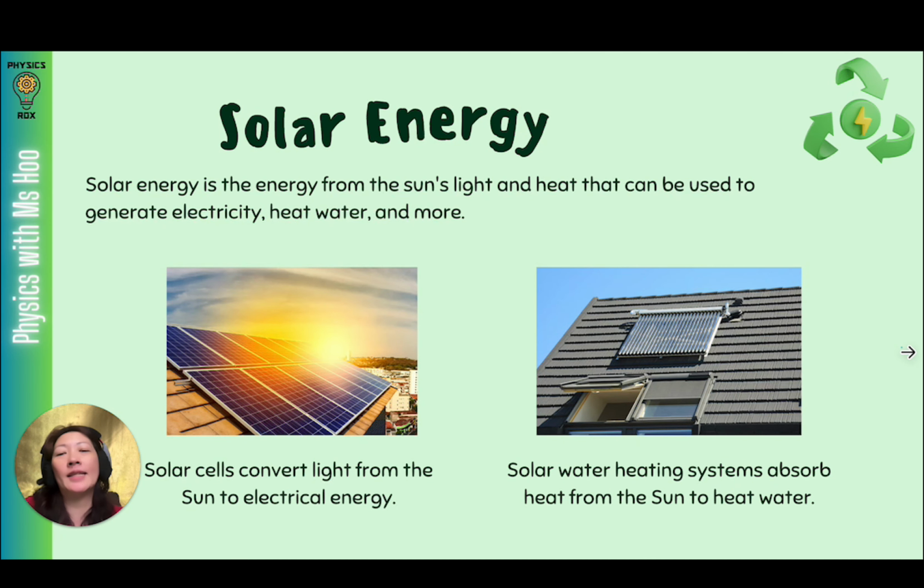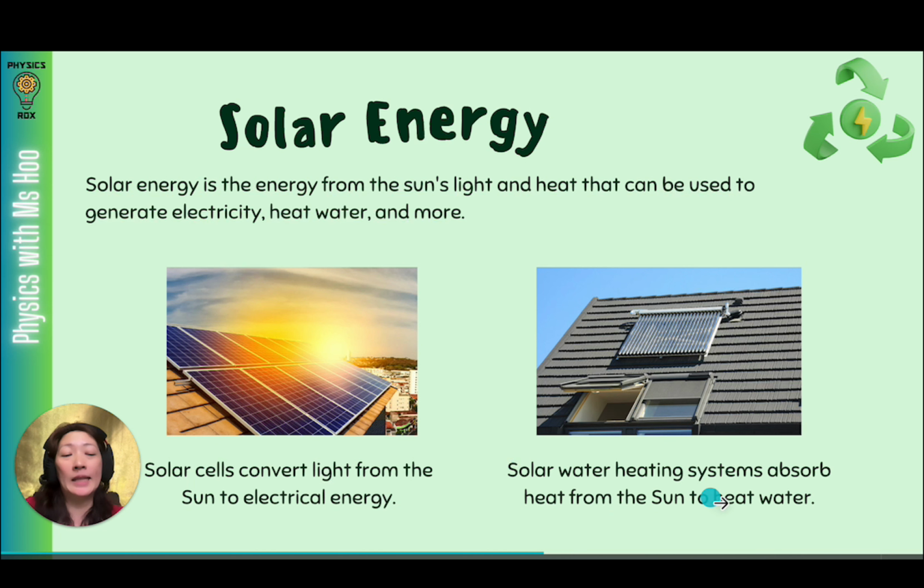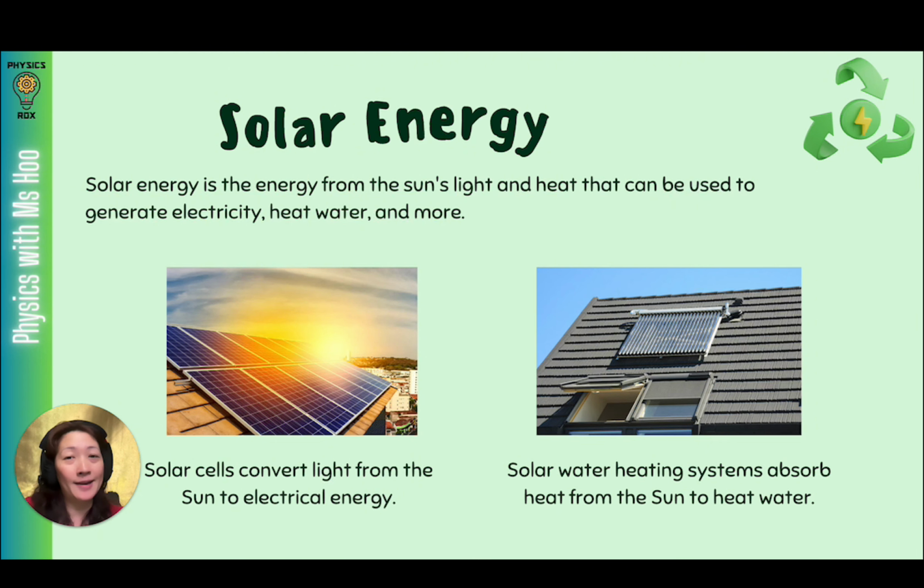Solar energy is the energy from the sun's light and heat that can be used to generate electricity, heat water, and much more. So there are two kinds of solar panels that we can use to harness the solar energy. Solar cells convert light from the sun to electrical energy. There's also another type, which is the solar water heating system, which absorbs heat from the sun to heat water. Because solar energy is from the sun, this is a renewable energy source.